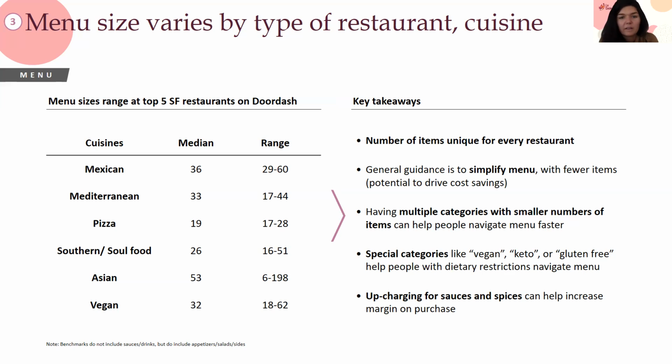Our takeaways from this is the number of items is going to be unique for every restaurant. However, your general guidance is to simplify the menu. Do fewer items so you can potentially drive down cost. You can help customers navigate your menu by having multiple categories with smaller numbers of items and using special categories like vegan, keto, or gluten-free to help customers with dietary restrictions navigate the menu. We also found that a lot of restaurants were upcharging for sauces and extra spices to help increase their margin for purchase. That's something that you can consider experimenting with.